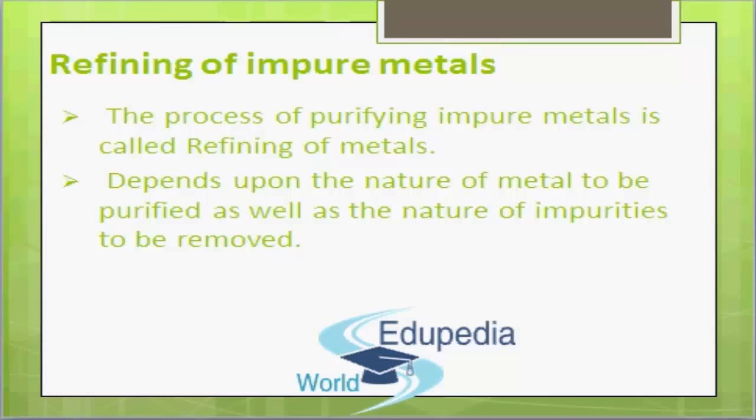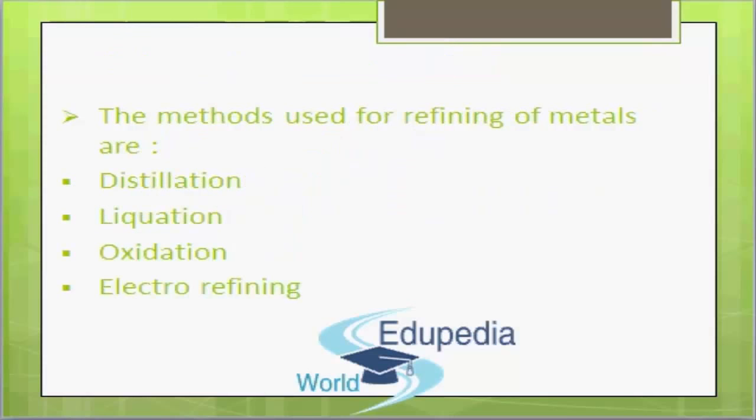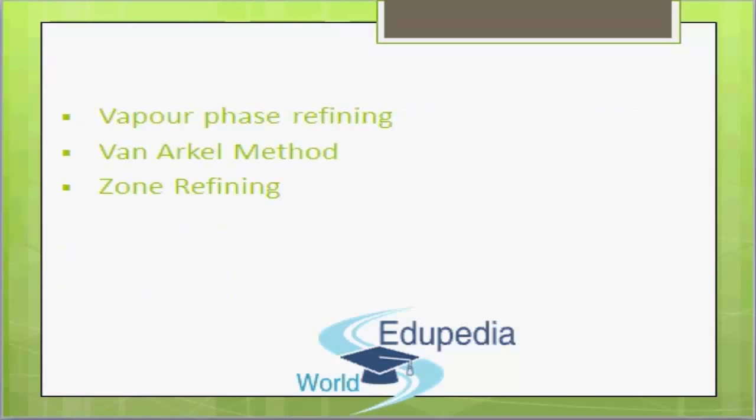The refining method to be used depends upon the nature of metal to be purified as well as the nature of impurities to be removed. Some methods are designed to recover the precious metal impurities such as gold, silver and platinum. The methods which are commonly used for refining of metals are distillation, liquation, oxidation, electro refining, vapor phase refining, Van Arkel method and zone refining.